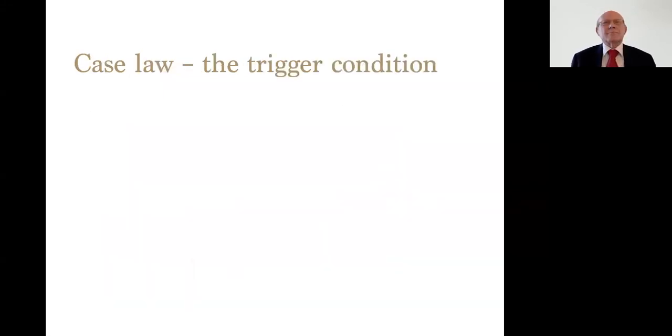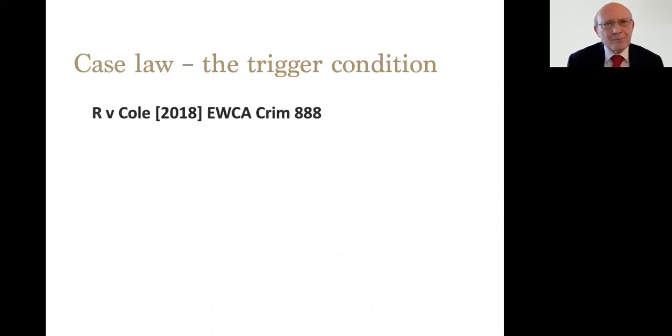Let's have a look at some case law. There's the case of Mr. Cole in 2018. Now, Mr. Cole had an unfortunate habit of getting convicted of serious offences more than once. And the result was that he was subject to a confiscation order, which was made, I think, in 2009, on the basis that he had a criminal lifestyle. This was a confiscation order made under PoCA.